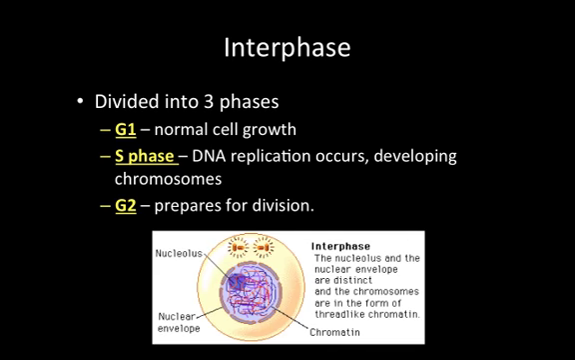Interphase itself, which again is the longest phase of the cell cycle, is divided into three phases: G1, which is normal cell growth; S phase, where DNA replication occurs. S stands for synthesis. So in S phase, we're going to be developing our chromosomes and making copies of them so that we get that X shape. The last part is G2, which involves a lot of chemical producing in order to prepare the cell for cell division. So again, interphase divided into three parts: G1, S, and G2.